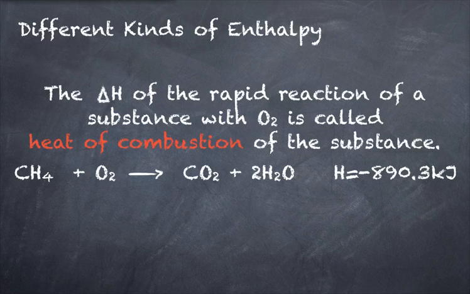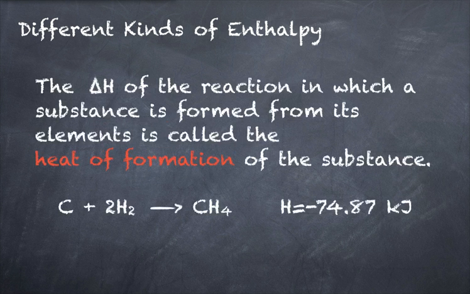The next one is the heat of combustion. If you combust something by burning it in the air, we just call that the heat of combustion. And you know that if something burns, like wood or natural gas or something like this, it's going to release energy. So it's going to have a negative delta H. In the case of methane gas, natural gas, it's a lot, 890 kilojoules of energy per mole of reaction.